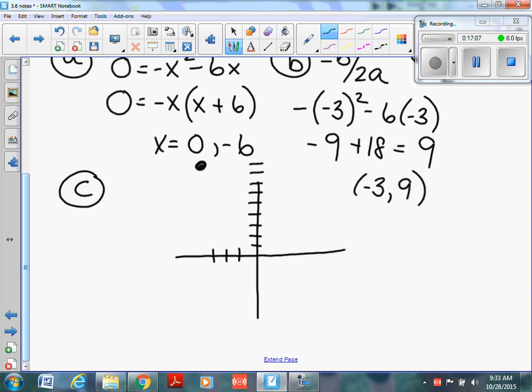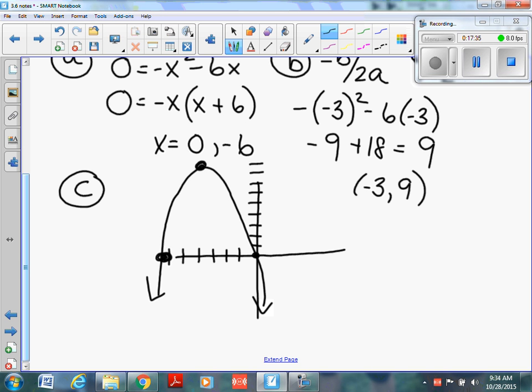At negative 3, positive 9 is my vertex. My parabola crosses at 0, negative 6. And 3 dots is all you need to make the parabola. It's way more precise when you know where it crosses the x-axis, isn't it? You know exactly how wide to make the parabola now, right?